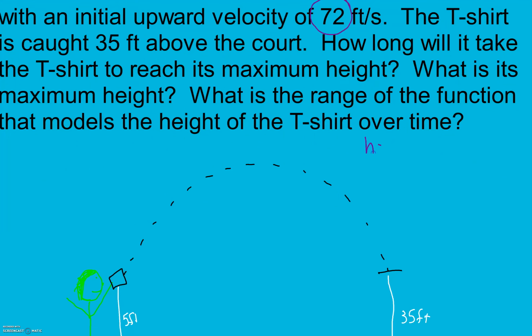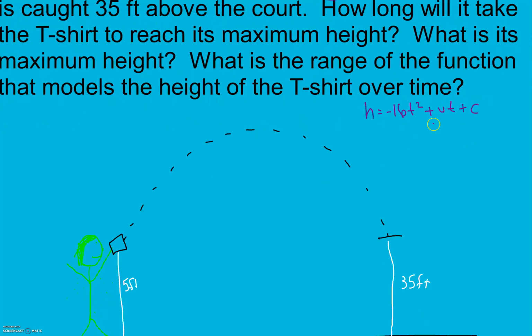So h equals negative 16 t squared plus vt plus c is our formula. And we said that our initial velocity was 72. We need to know what c is, and that's our initial height.